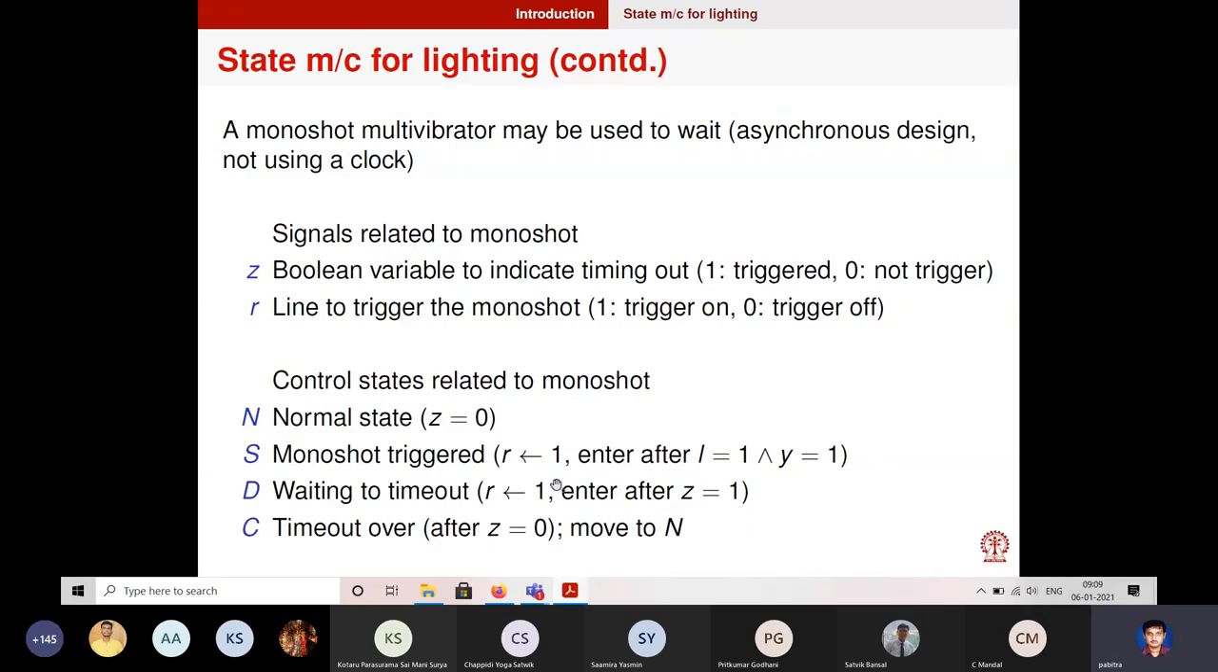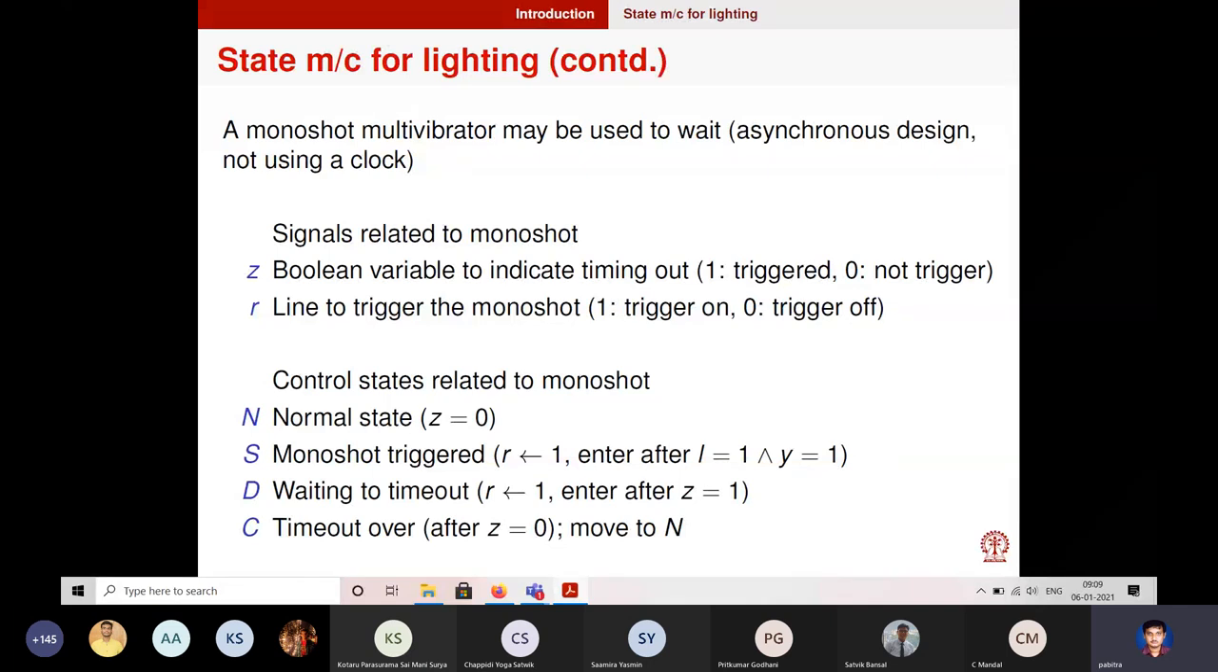So you see, this is not clock triggered. This is event triggered. What is the event? The inside light is low and the outside light is also low: L is 1 and Y is also 1. This event triggers the monoshot and makes it 1. You don't wait for the clock.